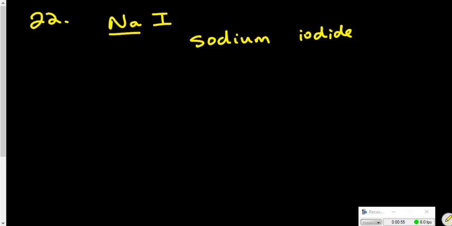Then we have to ask ourselves, do we need a Roman numeral? Well, is sodium a transition element? No, it's not. So no Roman numeral is needed. Let's try another one on the same page. Let's try doing a formula for aluminum chloride. So down at the bottom of the page, we have aluminum chloride.